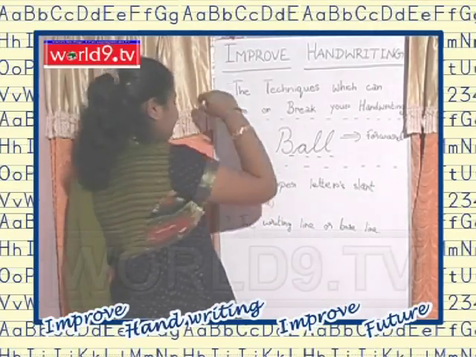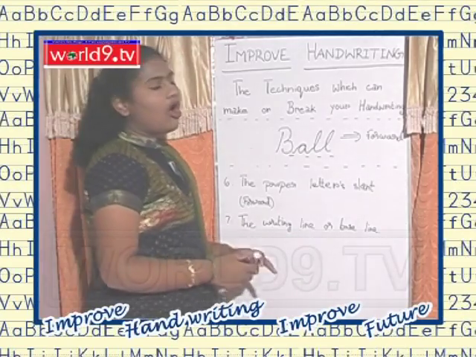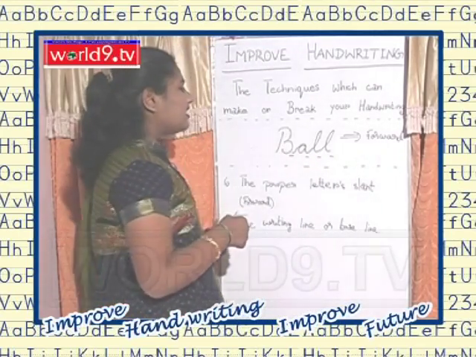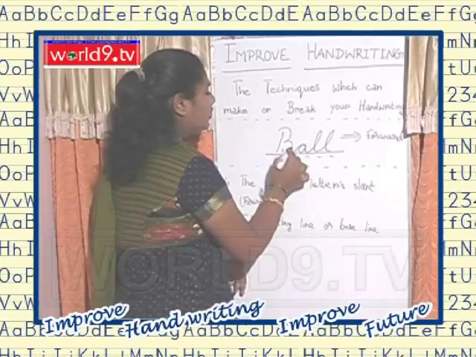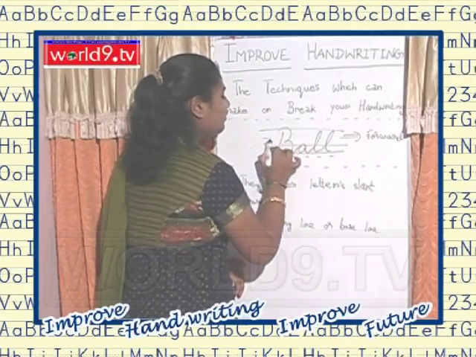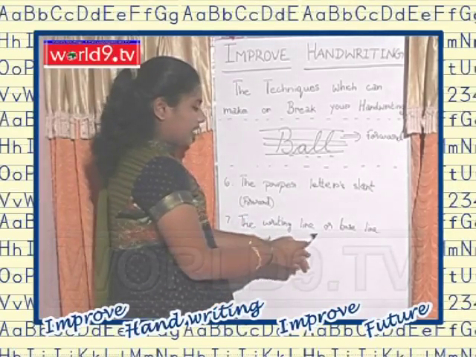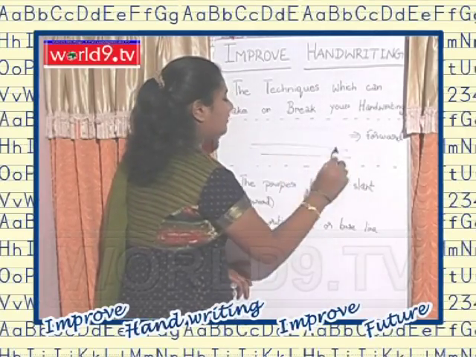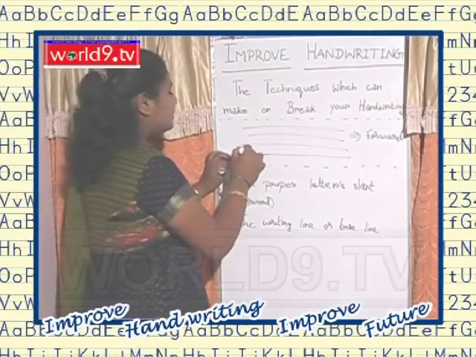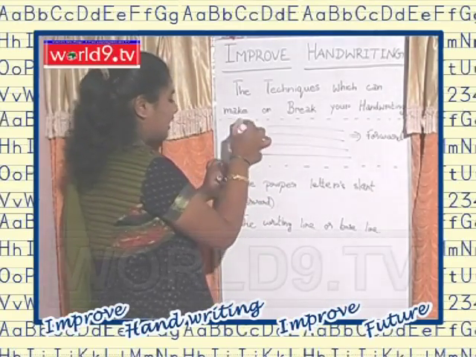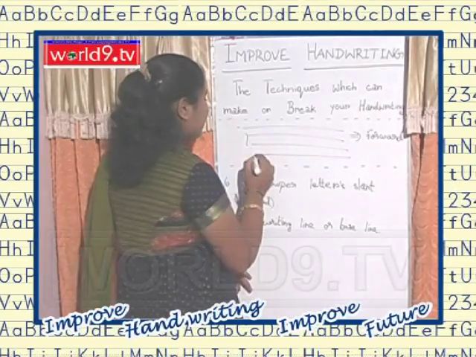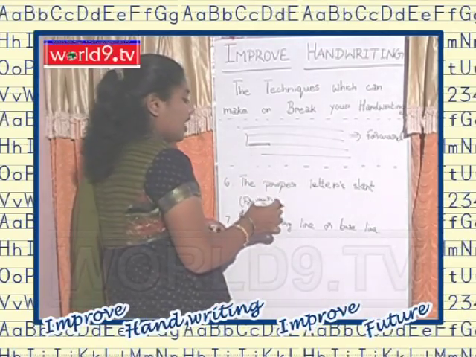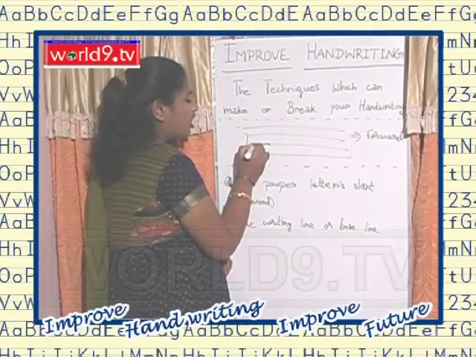Coming to the seventh point, the writing line or baseline. The writing line or baseline is nothing but the line from which we start the letter. Suppose we have four lines: the upper line, middle line, and lower line. Among these lines, the baseline is the middle line. The first line is called the baseline, and the writing line is also called the baseline.